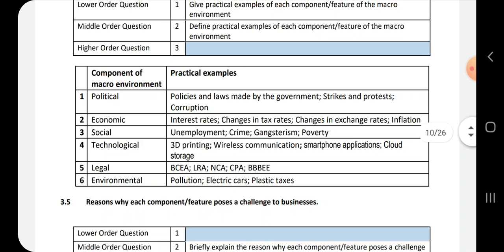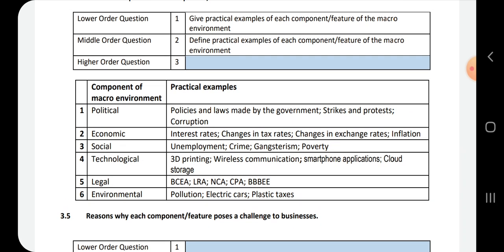So let's look at the components of the macro environment and practical examples, which means here you have to match. We have political. Political can go with policies and laws made by government, strikes, protests, and corruption; interest rates; unemployment, crime, gangsterism, poverty; 3D printing, wireless communication, smartphone applications, cloud storage; Basic Conditions of Employment Act, Labour Relations Act, National Credit Act, Consumer Protection Act, broad-based Black economic empowerment; pollution, electric cars, plastic taxes.